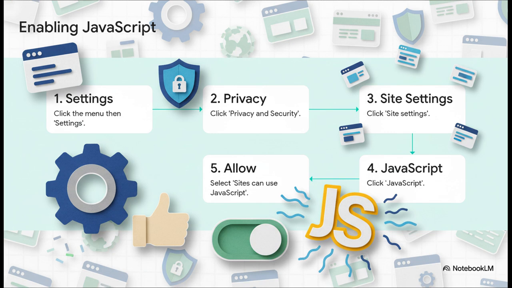As you can see, you just start in Settings, click your way over to Privacy, and then find Site Settings. The last step is just finding JavaScript and flipping that switch to Allowed. That's it. 5 quick clicks, and you are back in business.